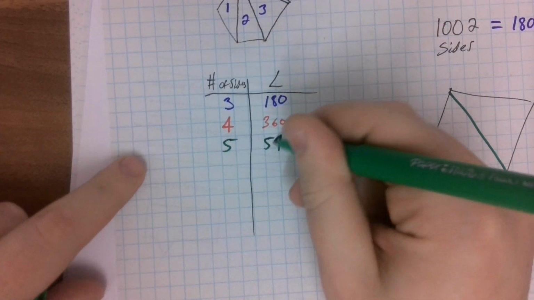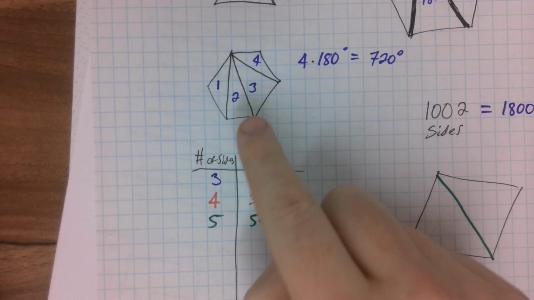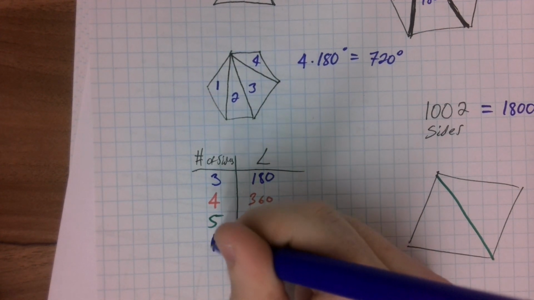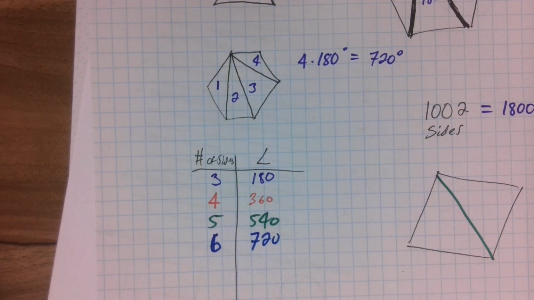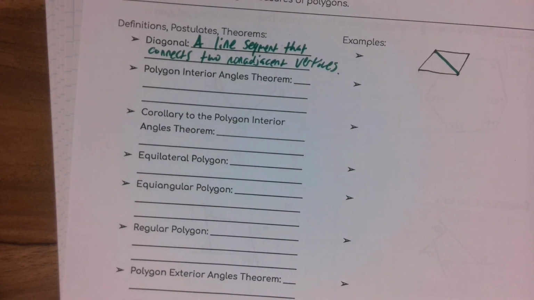The hexagon with 6 sides had 4 triangles inside of it. 4 times 180 was 720. We start to see a bit of a pattern here. We're just adding 180 every time. This gives rise to the polygon interior angles theorem.